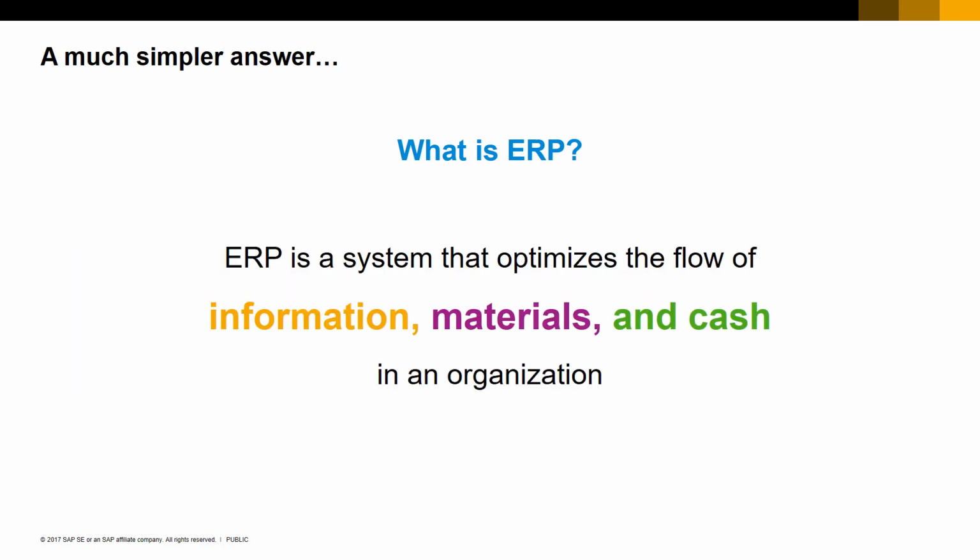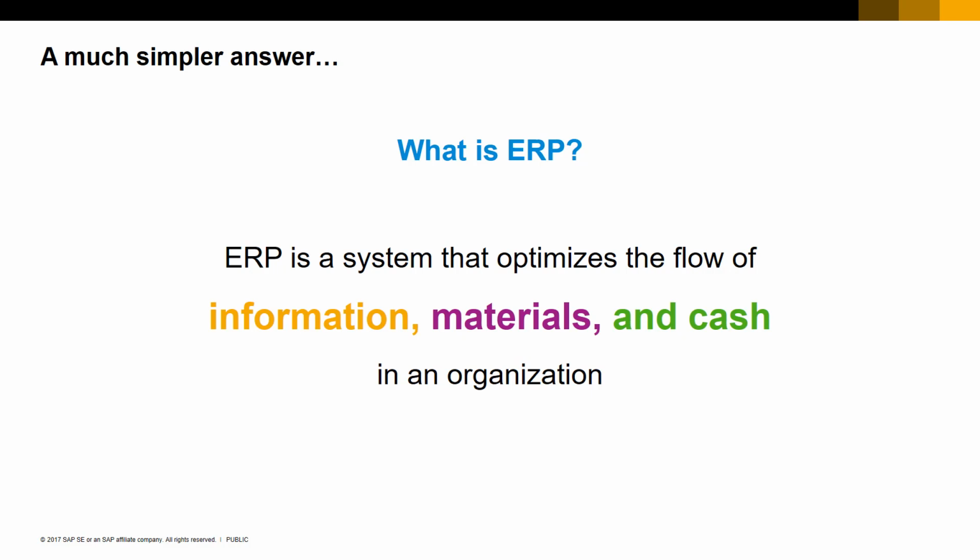Now, if you want a simple answer to the question, what is ERP? Here you go. ERP is a system that optimizes the flow of information, materials, and cash in an organization. That's just 16 words. That's pretty simple, right? No matter how sophisticated or complicated the individual business processes inside an ERP system get, they always come back to this definition. Everything an ERP does in sales, procurement, manufacturing, finance, or whatever, everything an ERP does, it does to optimize the flow of information, materials, and cash.